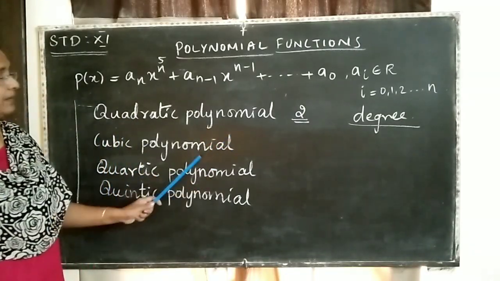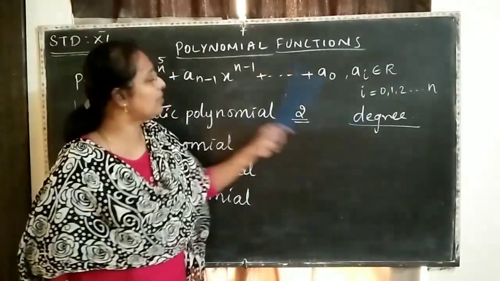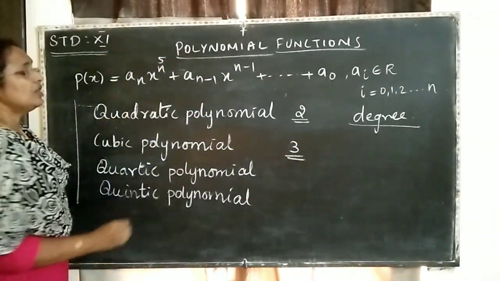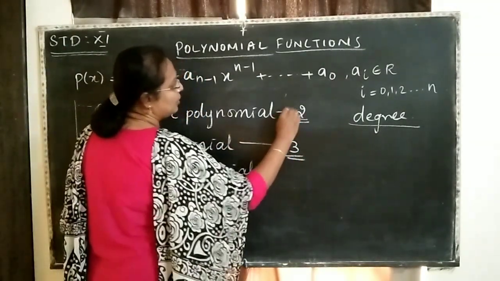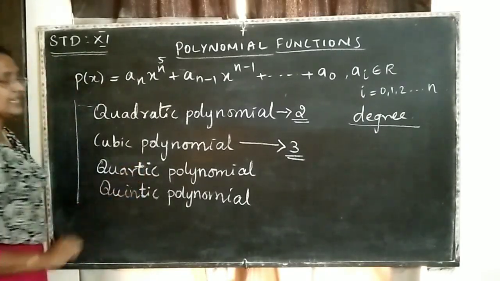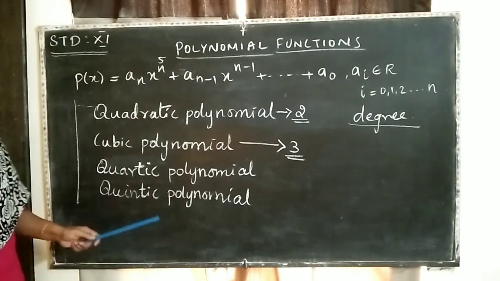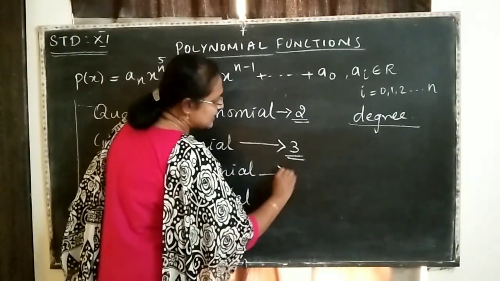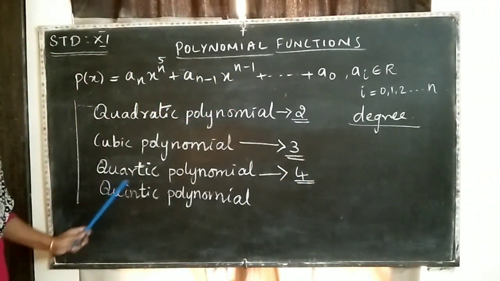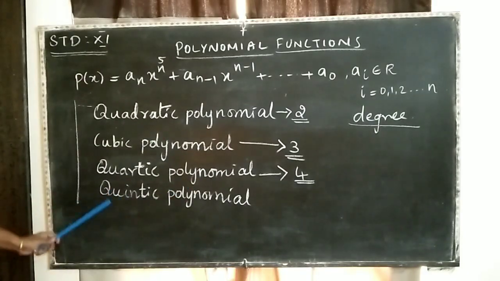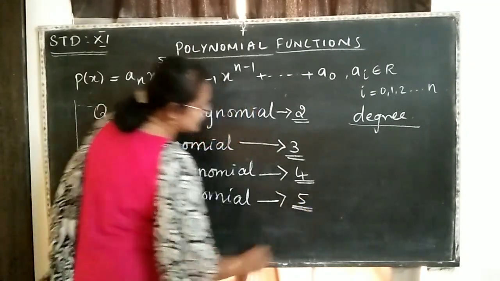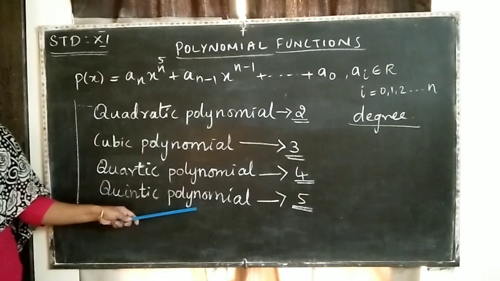Now what is meant by cubic polynomial? Again, if the degree of the polynomial function is 3, then that is said to be the cubic polynomial. What is meant by quartic? Quartic is quarter, isn't it? When do we say quarter? 1 by 4, isn't it? In the same way, if the degree of the polynomial function is 4, then it is said to be a quartic polynomial. The next one is quintic polynomial. If the degree of the polynomial function is 5, then we can say it is a quintic polynomial. Is it clear for you now?